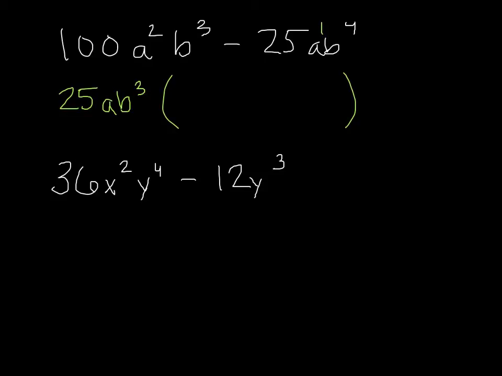100 divided by 25, I said before, that gets me 4. A squared divided by a gives me an a left over. And b cubed divided by b cubed cancels out completely, so the b's go away. And we will subtract 25 divided by 25 is 1. You do not have to put the 1 there. Then we have a to the first power divided by a to the first power. They cancel out. You have b to the fourth power divided by b to the third power. 4 minus 3 is 1, because when we divide, we're going to subtract our exponents.